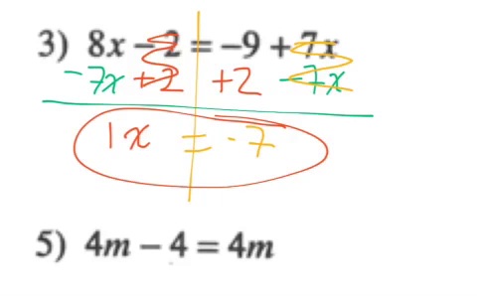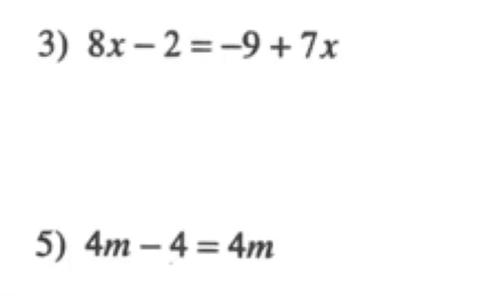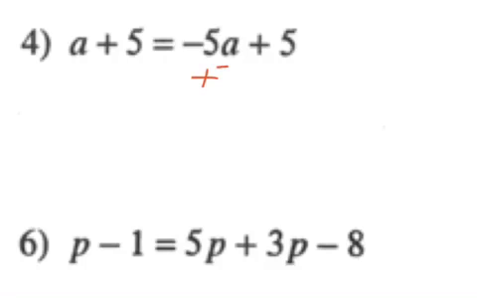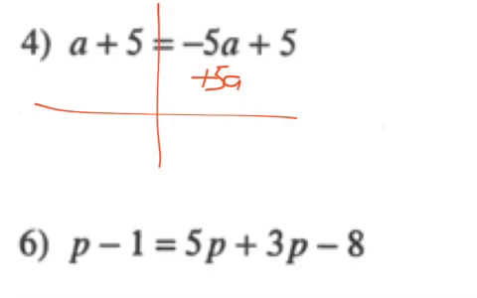The next one is one of those 0 problems, or a equals 0. I want to move my a's over, so I'm going to add 5a in this case to both sides. Yes, that's a 5a. And at the same time I'm going to subtract 5 on both sides to move it over.